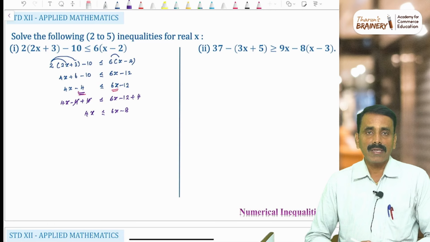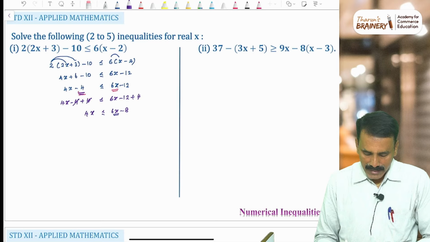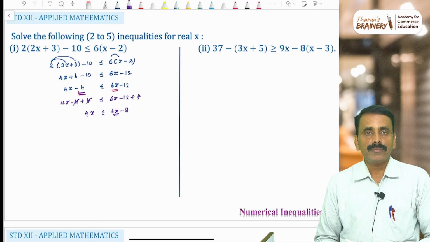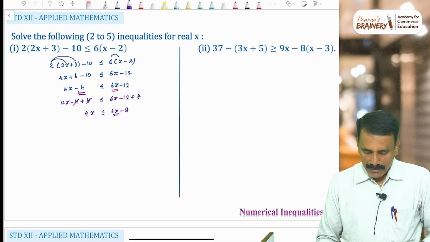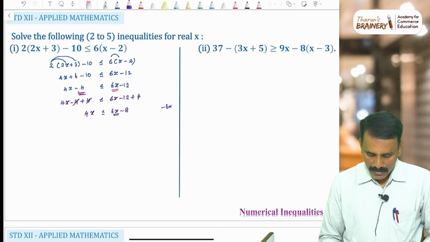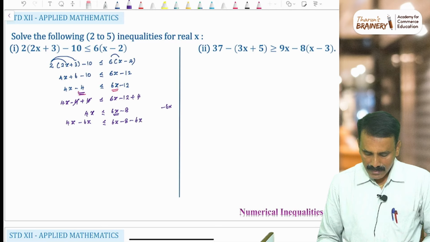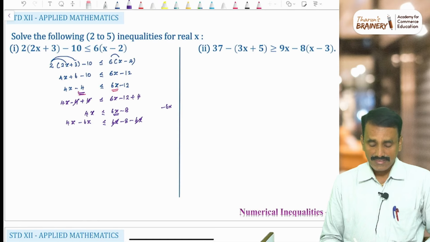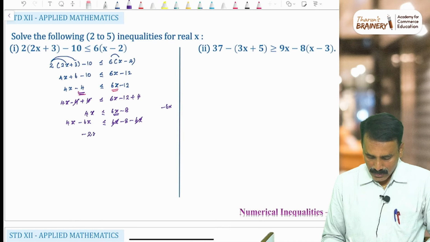So, I achieved my target of eliminating the constant on the left hand side. Now, the next target is to remove the x term on the right hand side. It is 6x. So, what should I do now? The additive inverse of 6x is minus 6x. So, 4x minus 6x less than or equal to 6x minus 8 minus 6x. So, here 6x cancels. On the left hand side we have 4x minus 6x. So, it is minus 2x less than or equal to minus 8.